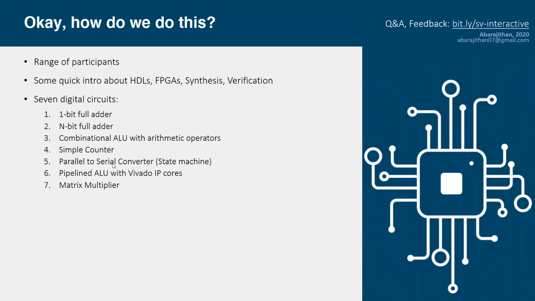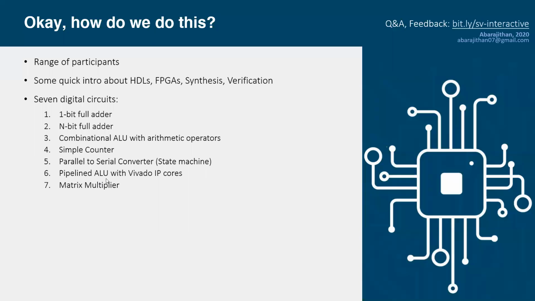So that is a parallel to serial converter. This is there in your USB bus or any kind of serial bus, like a UART. In any of them, you have a parallel to serial converter, and we'll be implementing the simplest version of that. And there I will be introducing the concept of state machines.